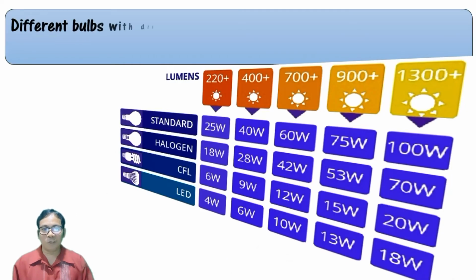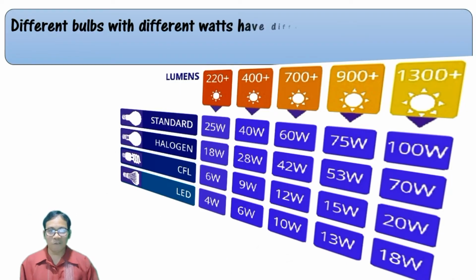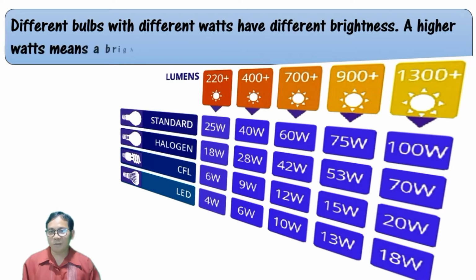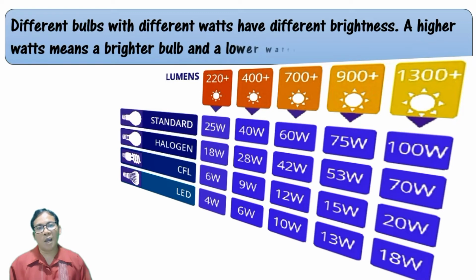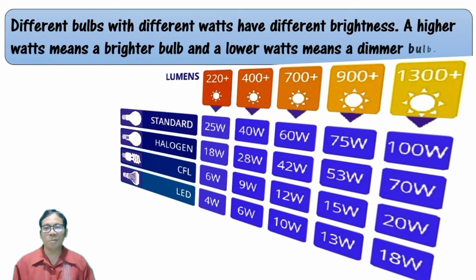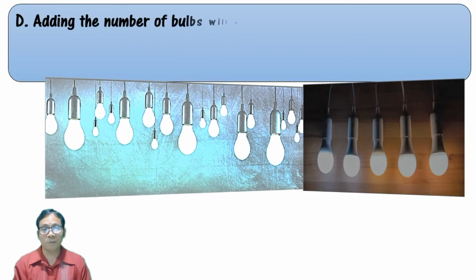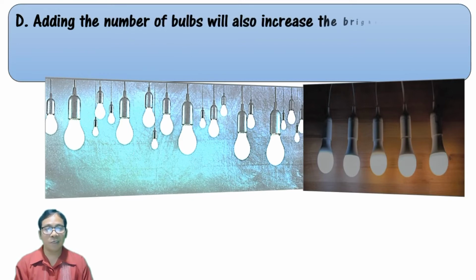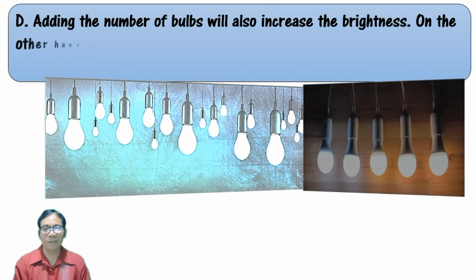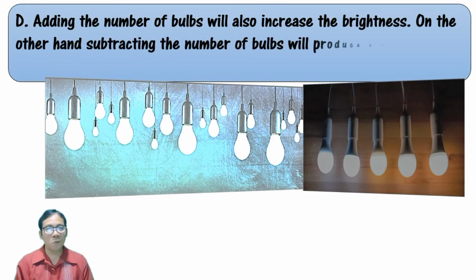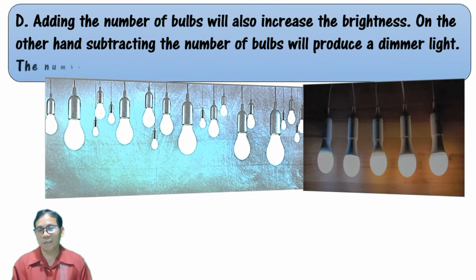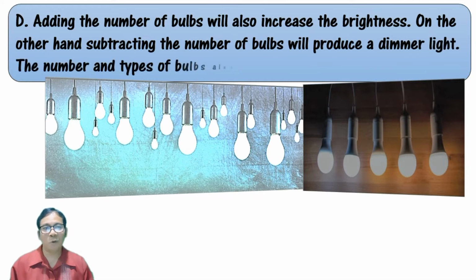Different bulbs with different watts have different brightness. A higher watts means a brighter bulb, and a lower watts means a dimmer bulb. D. Adding the number of bulbs will also increase the brightness. On the other hand, subtracting the number of bulbs will produce a dimmer light. The number and types of bulbs also affect brightness in a circuit.